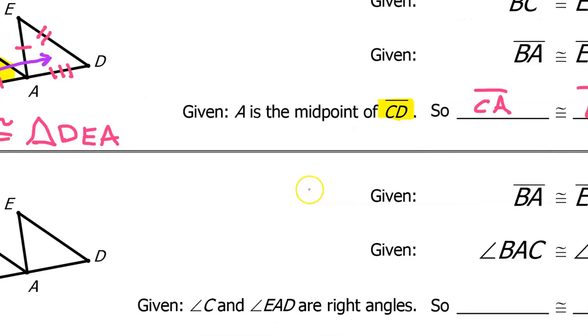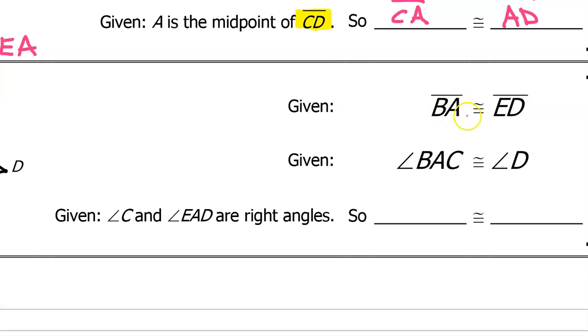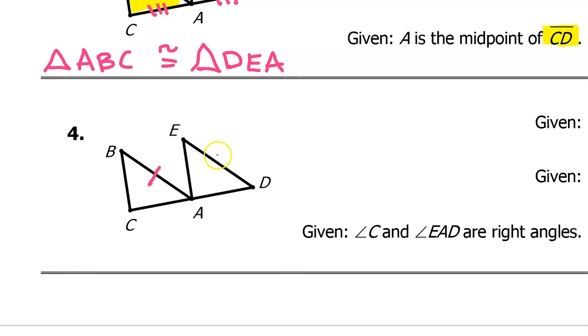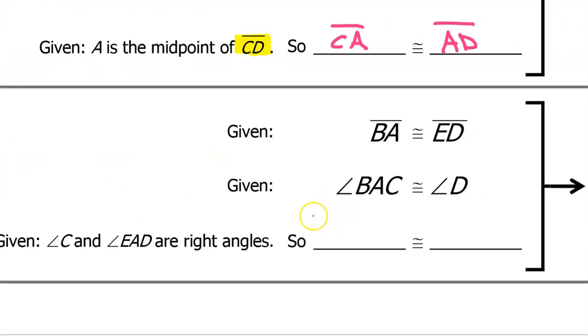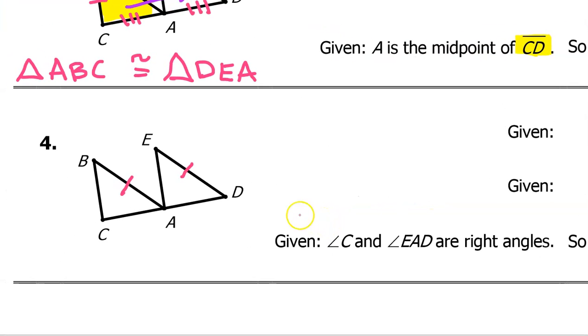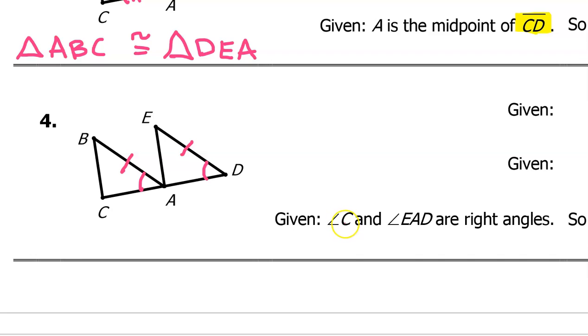Problem number 4. All right, a similar picture, but this time we are given that BA is congruent to ED. We are further given that angle BAC is congruent to angle D. Okay, angle BAC is this angle right here, and that's congruent to angle D. In addition, we are given that angle C and angle EAD are right angles. Okay, so angle C is a right angle, and so is angle EAD.